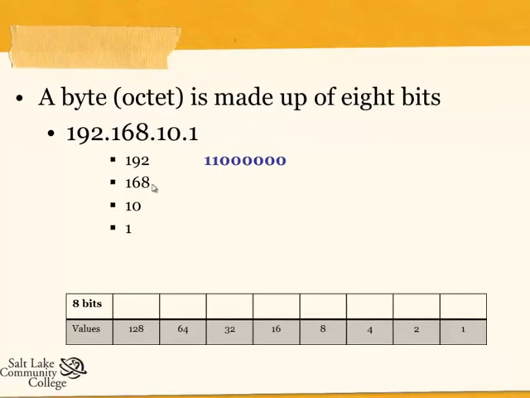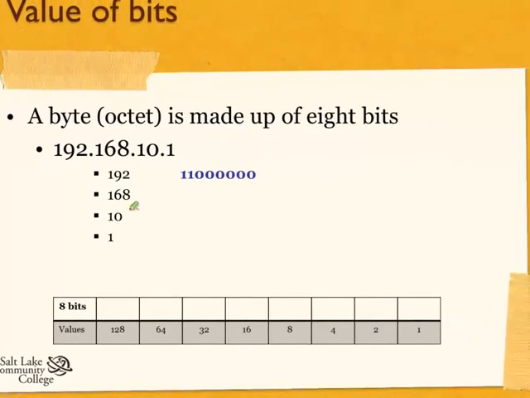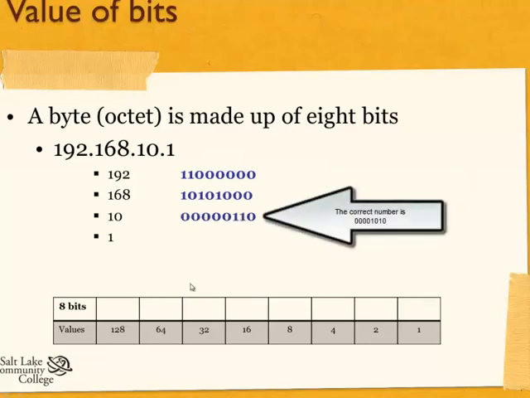Next number we're going to look at is 168. 168, we'll turn on 128, plus 32 is 160, plus 8 is 168, and we'll leave the others off. So there's 168 in its binary format. Next is 10. Turn on the 8, turn on 2, and zero out everybody else, indicating that we're leaving them off. And that's the number 10 in binary.